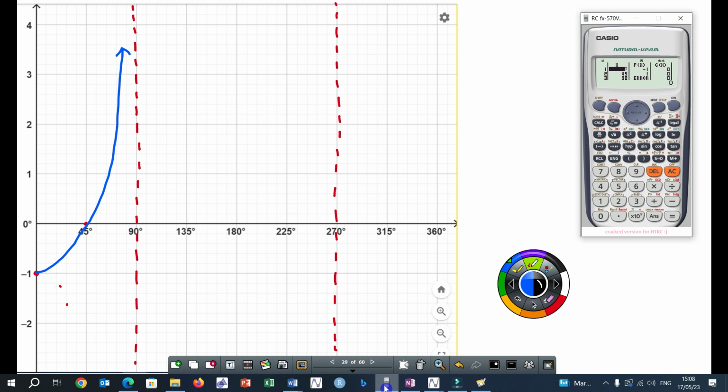So when x is 0, 2 tan 0 will give you 0, so 0 minus 1 will give you minus 1. Yes, and it then starts here. When x is 45, y is 1. It's not 0. It's supposed to be 1. Okay, I see what you mean.